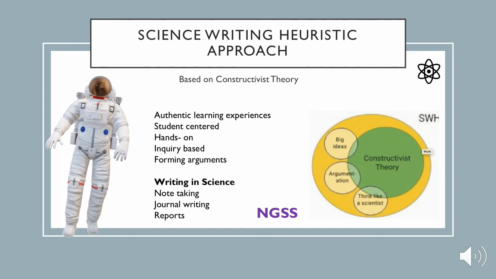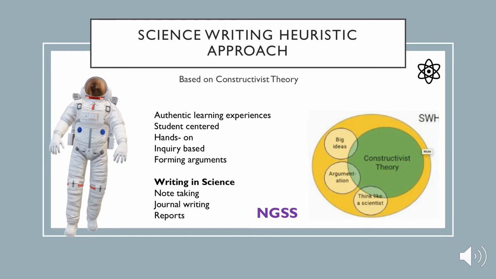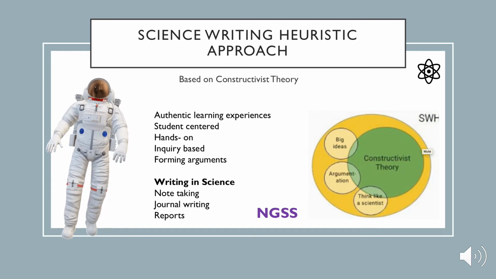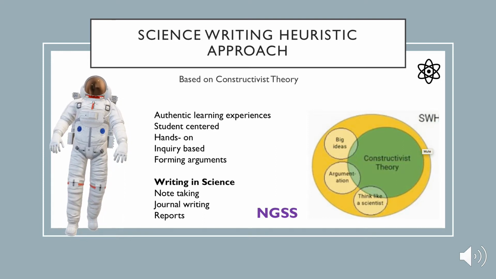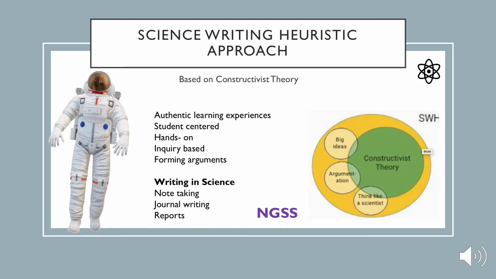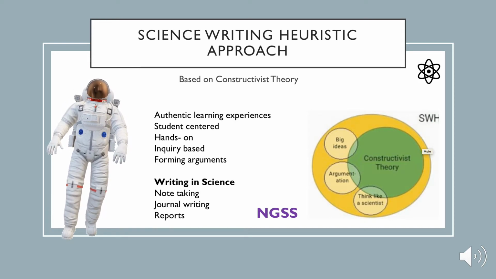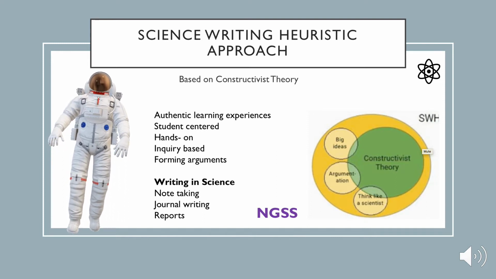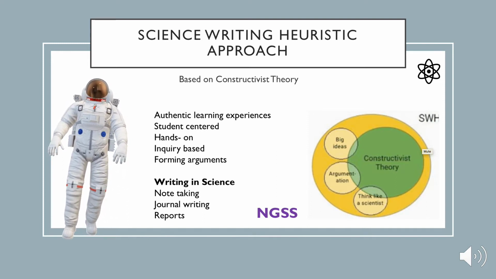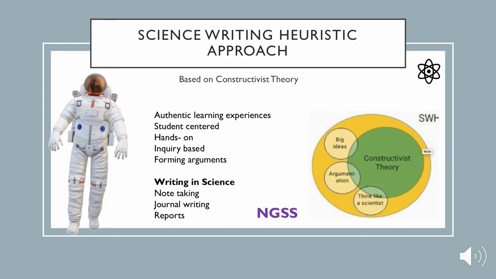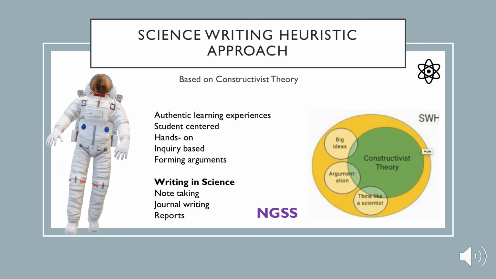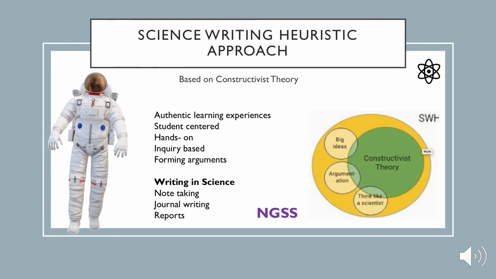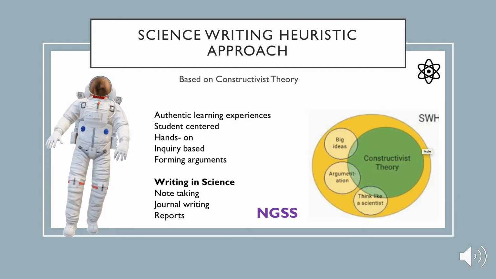It places high value on authentic learning experiences, being student-centered, hands-on, inquiry-based, and leads to students being able to formulate arguments based on their newly acquired knowledge. The 3 articles Rebecca reviewed involved integrating literacy and supporting English learners in science. Where the writing component comes in is through all the ways that you would need to incorporate language as a scientist. Students practice this through note-taking, journal writing, and reports. The graphic that looks like green eggs and ham shows the overlap between science writing heuristic and constructivism.